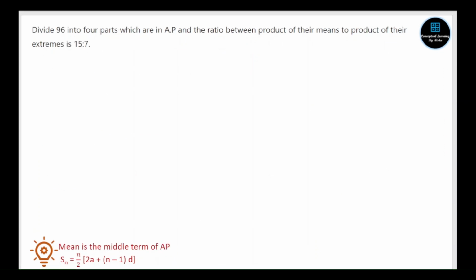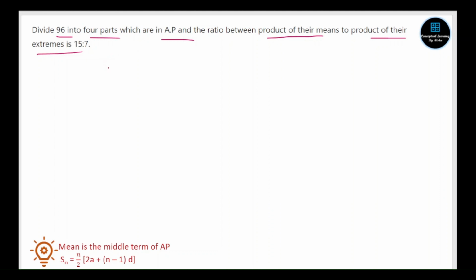Great. Now one more interesting question. Here 96 is divided into 4 parts in AP, and the ratio between the product of their means and their extremes is given. Now what does it mean? First of all, see, 4 terms are in AP. 4 parts means 4 terms.